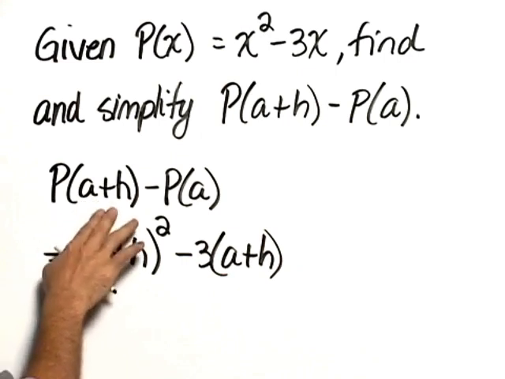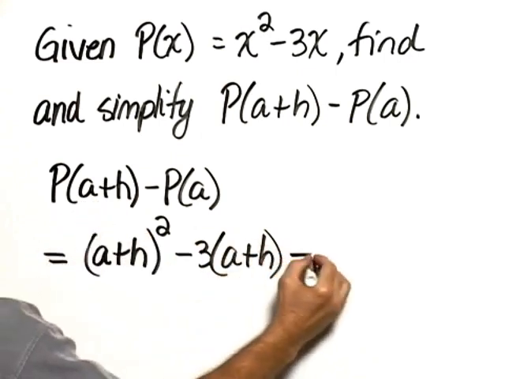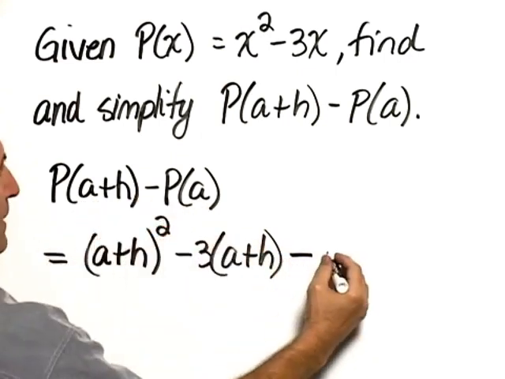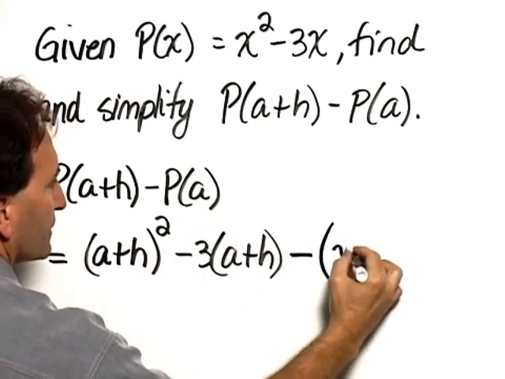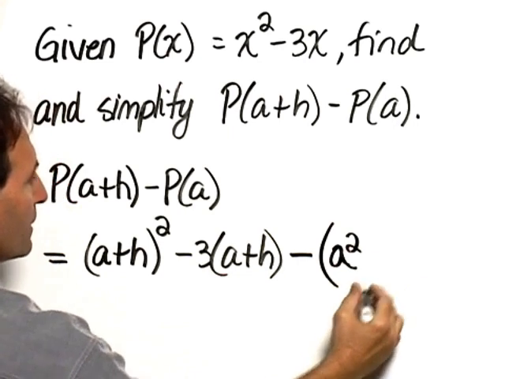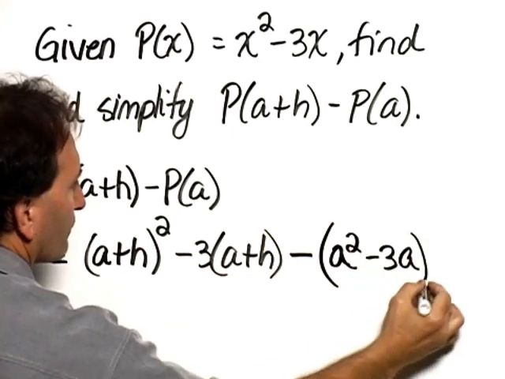That's just the p of a plus h. Minus now p of a. P of a means to replace x with a, so it would be minus a squared minus 3a.